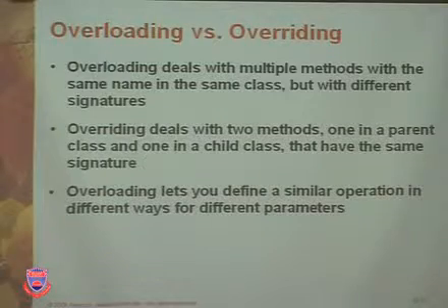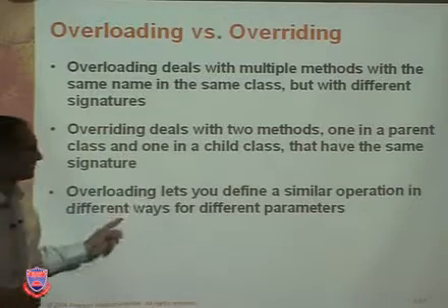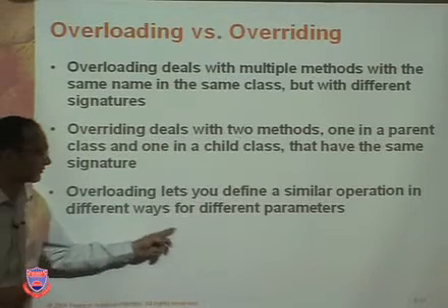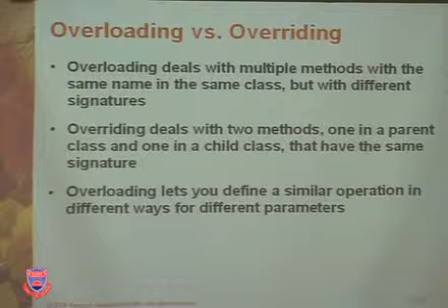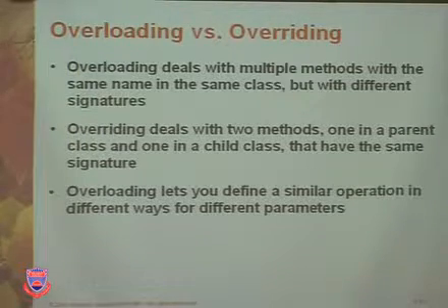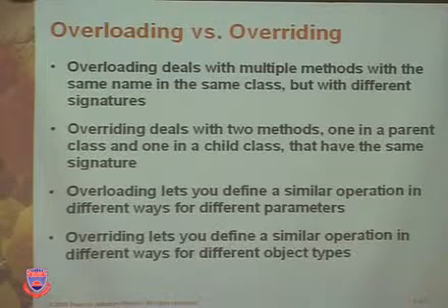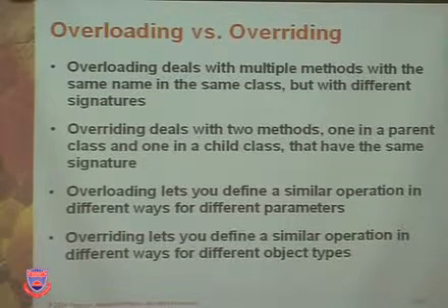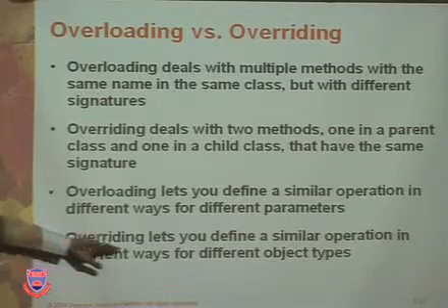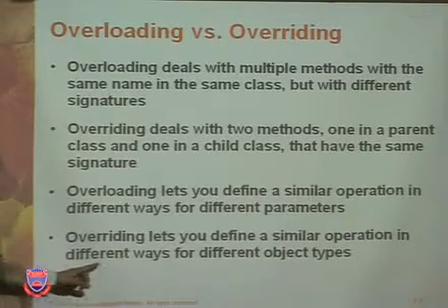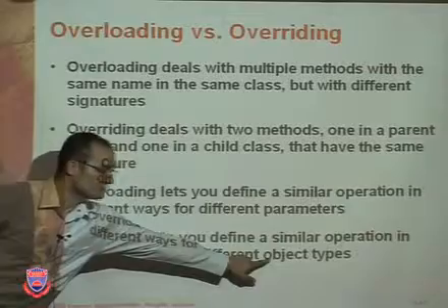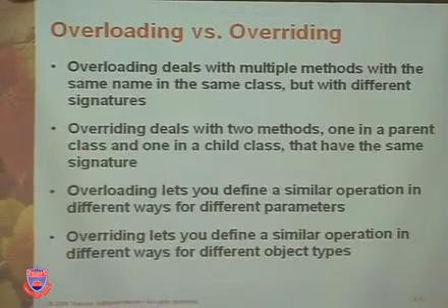You have to be aware of the difference. Overloading lets you define a similar operation in different ways for different parameters, whereas in overriding, you have two different methods for the parent and the child. Overriding lets you define a similar operation in different ways for different object types, such as parent and the child.